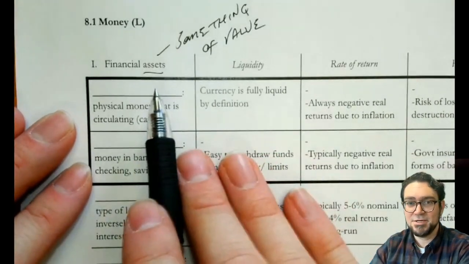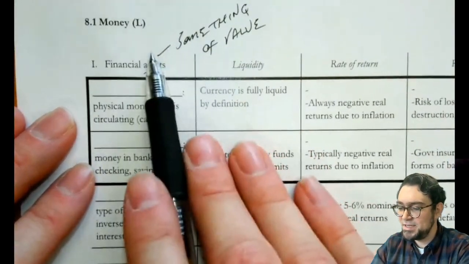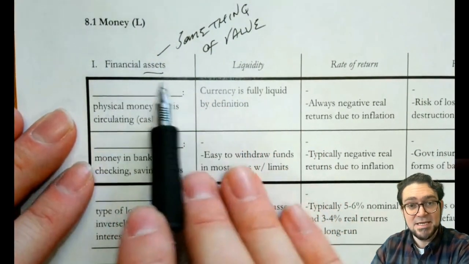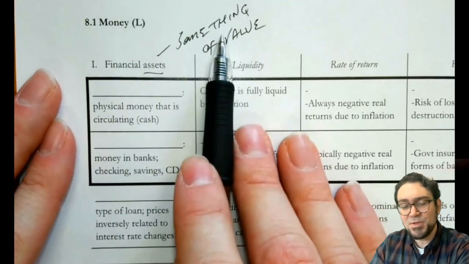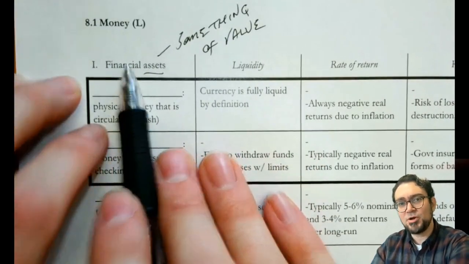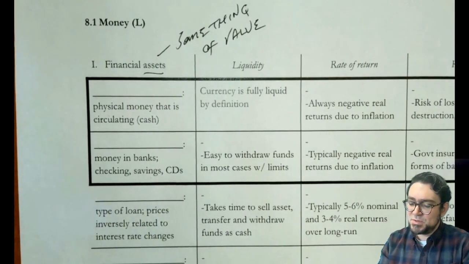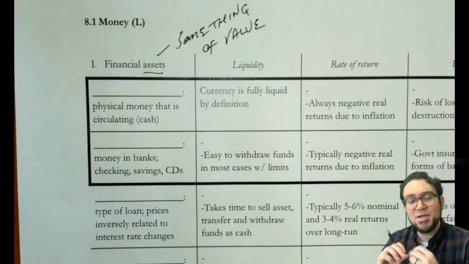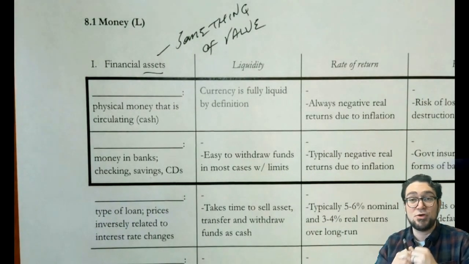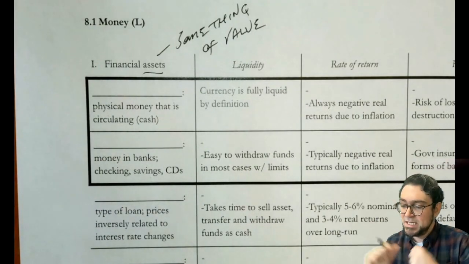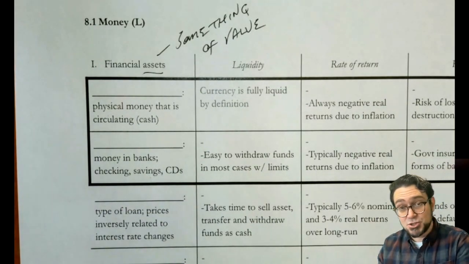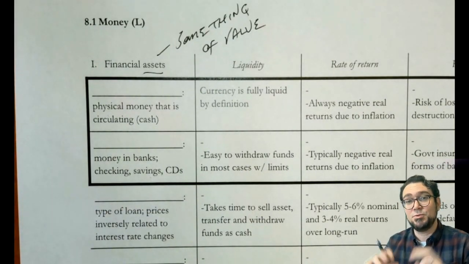Okay, so you can see I already got started a little bit here. Before we actually define money, first we need to talk about something called financial assets. Financial assets are something of value. Financial here means that it's something of value that derives its value from a contractual claim, from a contract, from basically a claim on something else. And money is considered a financial asset.